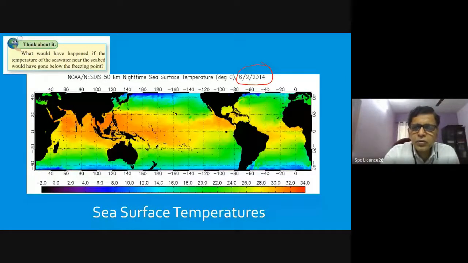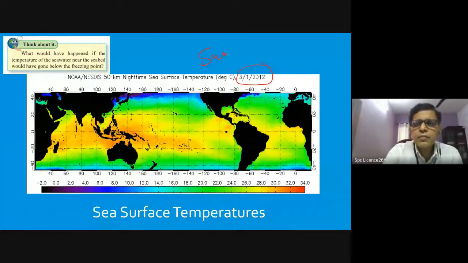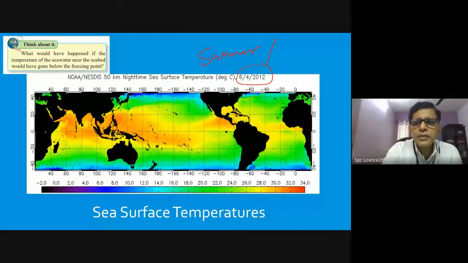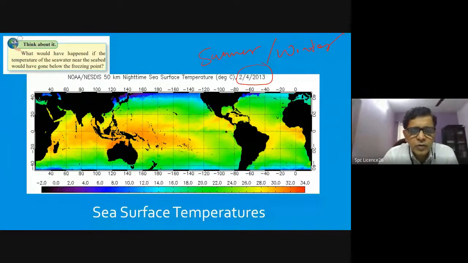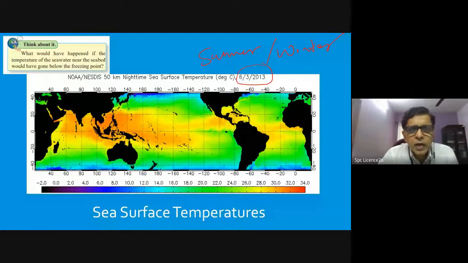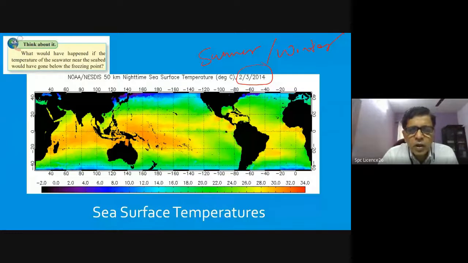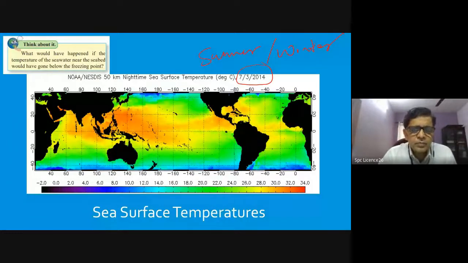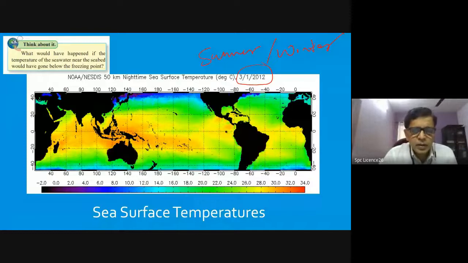This, of course, is to do with the summer and winter of the respective hemispheres, in that the warmer temperatures will move north during the summer of the northern hemisphere, and the warmer waters will further move south when you have the summer of the southern hemisphere.